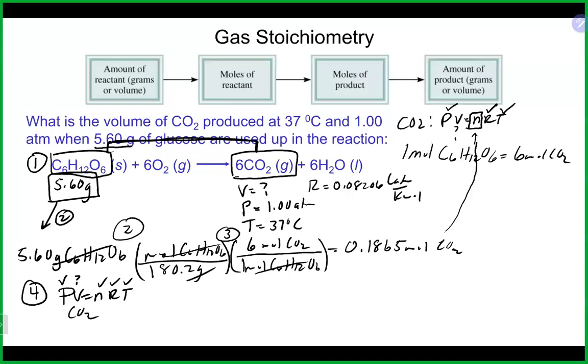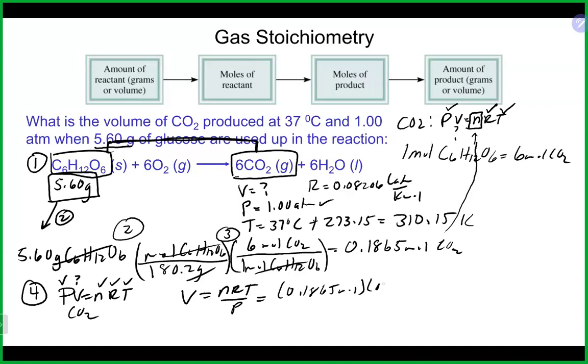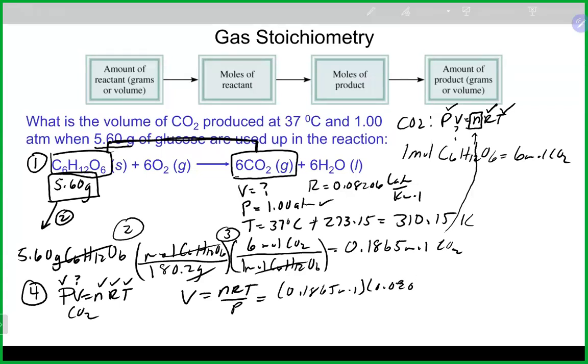Because it is the ideal gas law, we have to make sure everybody's in the right units. So obviously here we need to change our temperature to Kelvin. We'll take our 37 plus 273.15, giving us 310.15 Kelvin. Atmospheres is good. Gas constant is good. So solving this for volume will be nRT over P. That gives us the n, which is 0.1865. Our R is 0.082.